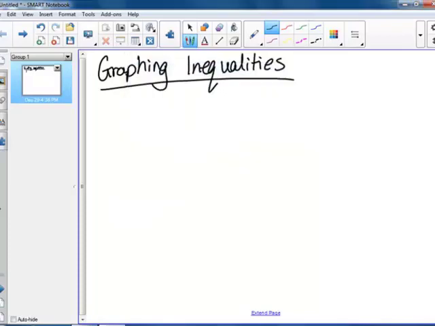So graphing inequalities is not a whole lot different than graphing equations. There's going to be just a few exceptions. So, normally we just graph like we would an equation.